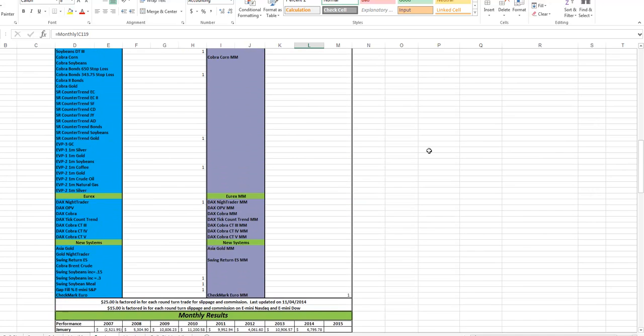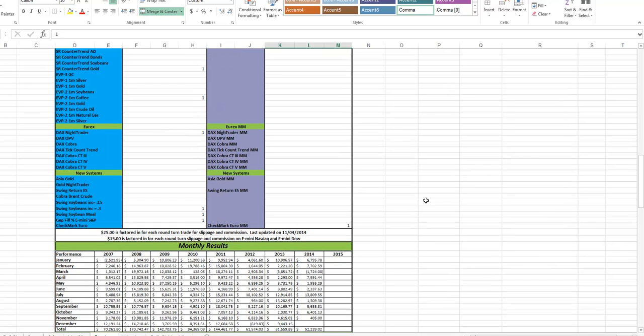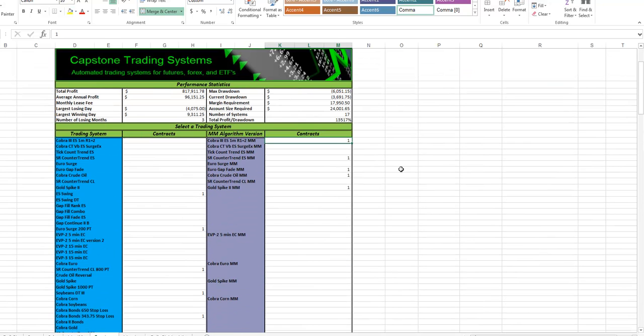And the portfolio calculator has been updated through yesterday. So you can type in all kinds of configurations, type in the number of contracts next to the system, and it will give you the results up here about the portfolio and how it would work in your portfolio. So that's the update for today.